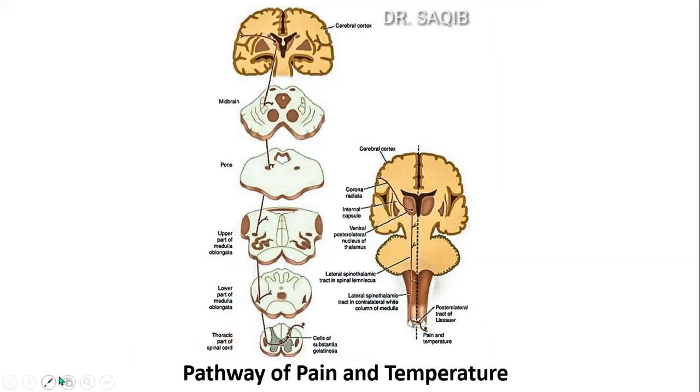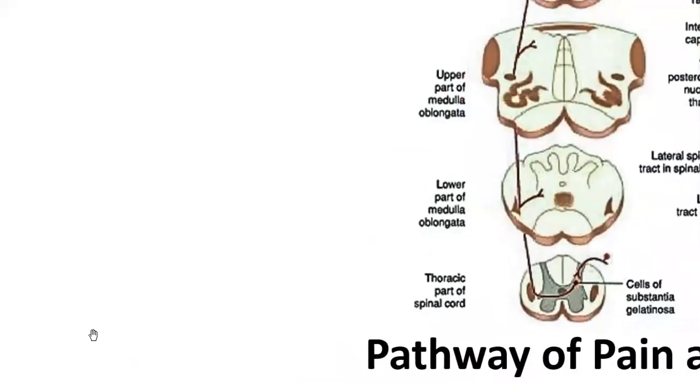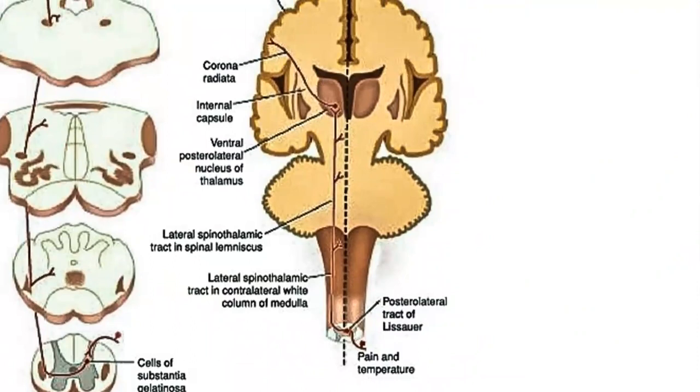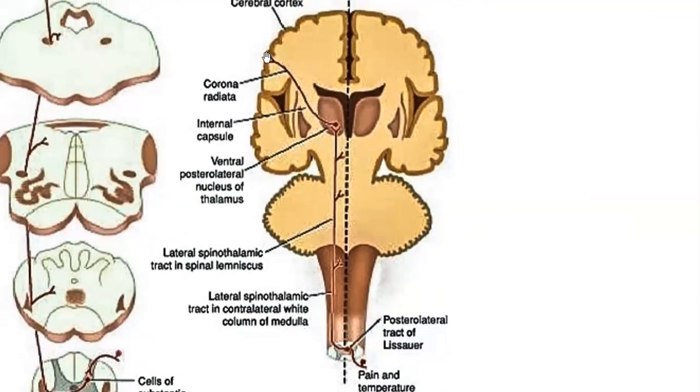So let me discuss it in the form of the picture. It's always better to discuss in the form of the picture, because it becomes self-explanatory. And I have enlarged the picture for you. So this was my first order neuron, pain and temperature. You can see below at the right side the first order neuron going up, and the posterolateral tract of Lissauer forms, and the substantia gelatinosa, where the second order neurons start. Then they form the lateral spinothalamic tract in the contralateral white column, and the spinal lemniscus in the medulla, and then the ventral posterolateral nucleus of the thalamus. This is the third order neuron line. They cross the internal capsule posterior limb, cross the corona radiata and reach the sensory part of the cerebral cortex, right?